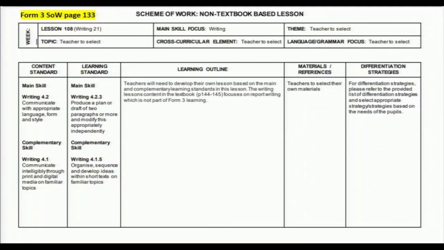So when they designed the scheme of work, they made it a point to mention and inform the teacher, you need to develop your own lesson. But then again, guided by the learning standard. So what is important, I feel, is the guiding principle is the learning standard. Sure. And so you find this is there.